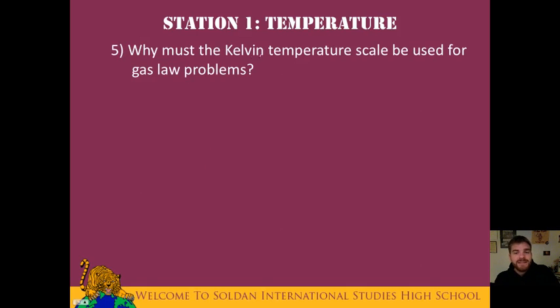Number 5, why must the Kelvin temperature scale be used for gas law problems? Okay, well, let's draw two thermometers here. And let's say this one is the Celsius scale, and this one is the Kelvin temperature scale. Now remember, boiling water in Celsius is 100 degrees. That was determined by Anders Celsius based on his mercury. And in Kelvin, it's going to be 373 Kelvin.